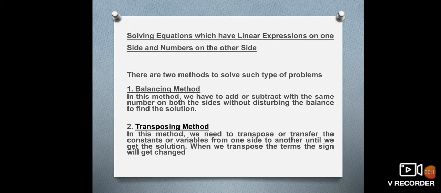In the previous topic, we discussed solving equations which have linear expressions on one side and numbers on the other side. While solving such type of equations, we use two methods. First was the balancing method, second was the transposing method. In the balancing method, what were we doing? We were adding or subtracting the numbers on both sides without disturbing the balance, to find the solution.